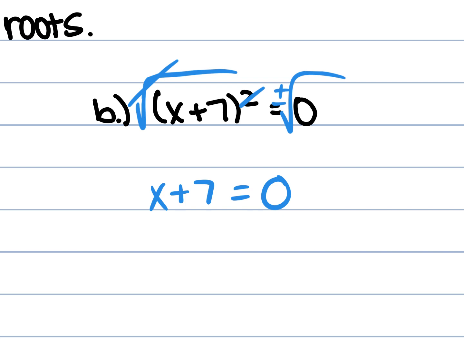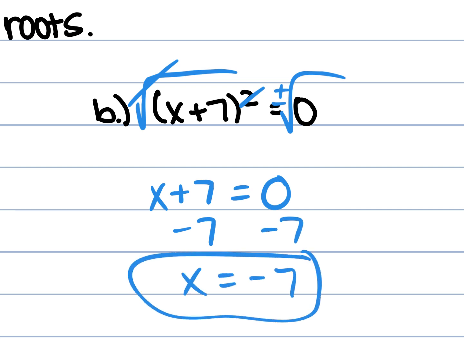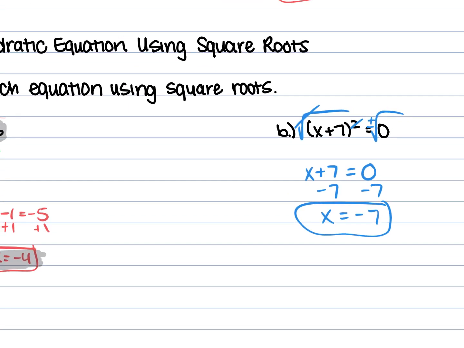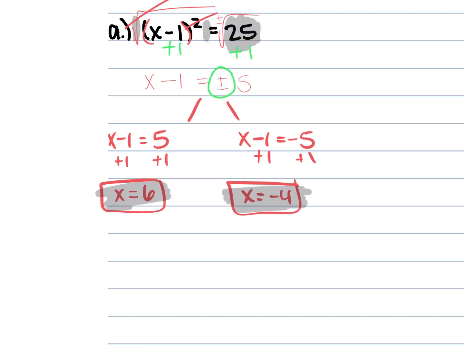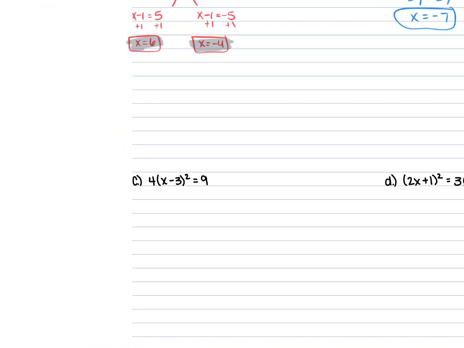No. How many solutions am I going to get here? 1. What is my solution? Negative 7. There's definitely a solution here. What's our solution? X equals -7. Now, how many solutions do I have? Just 1. Okay, how many solutions did I have in letter A? 2. Okay. All right, let's take a look at letter C.